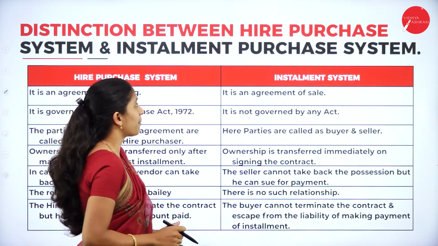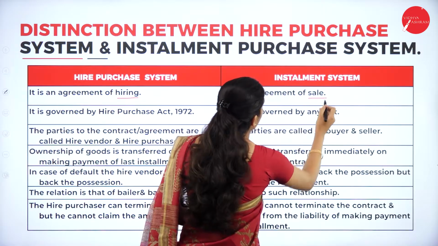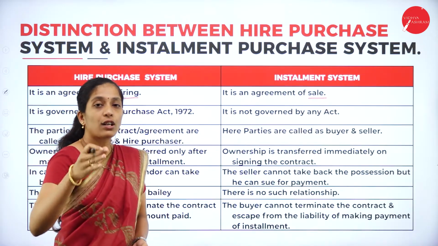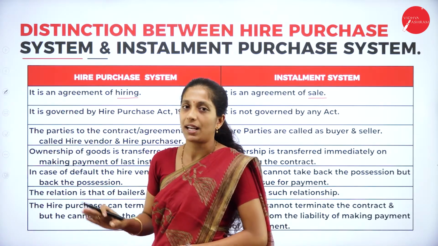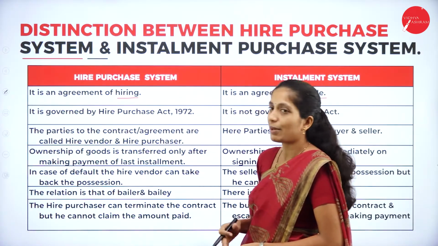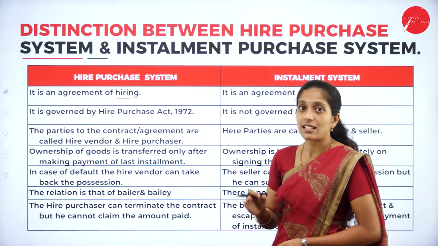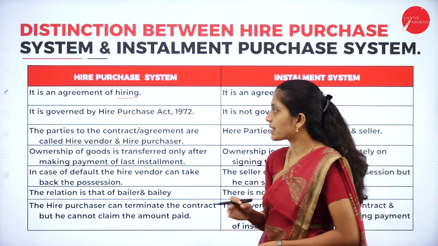Whereas coming to the installment system, it is an agreement of sale. So here the goods will be sold, but payment will be made in the form of installments. So this is the first difference. The hire purchase system is an agreement of hiring, whereas the installment system is an agreement of sale.